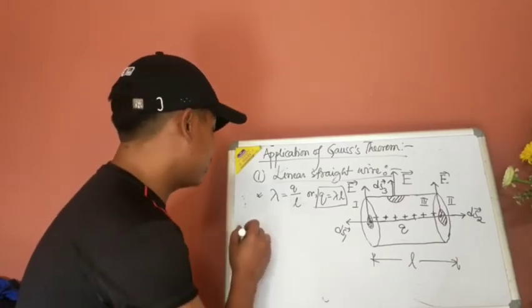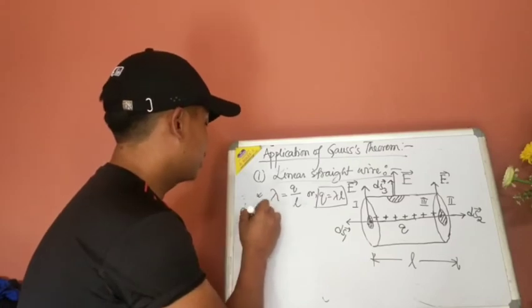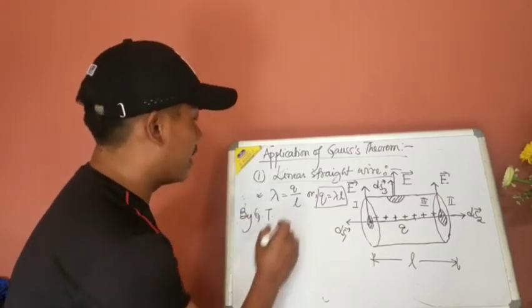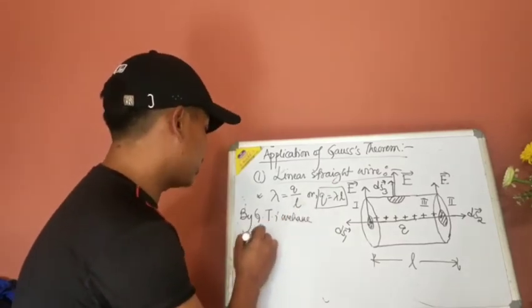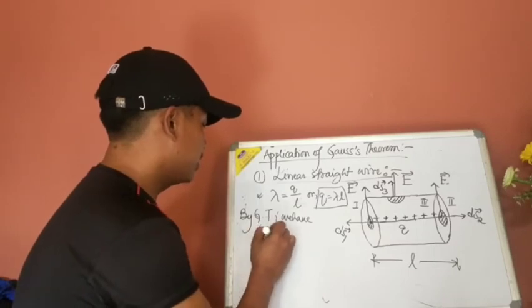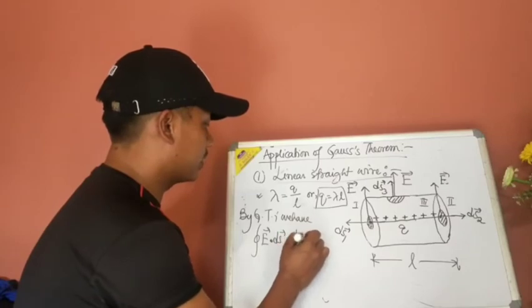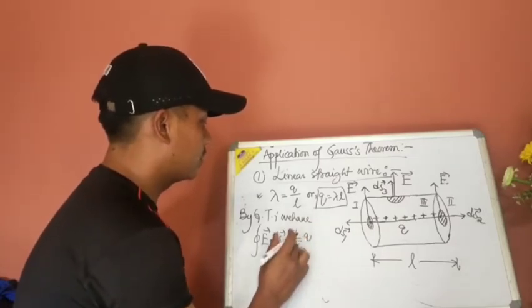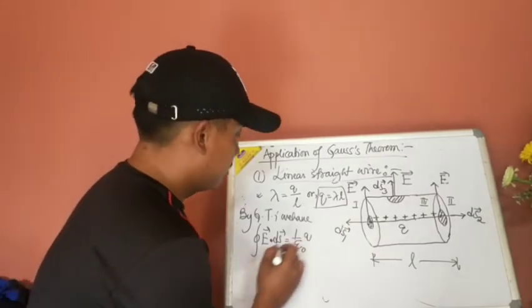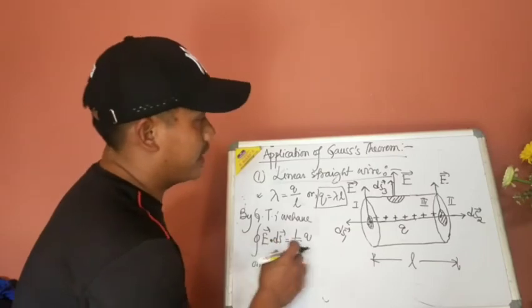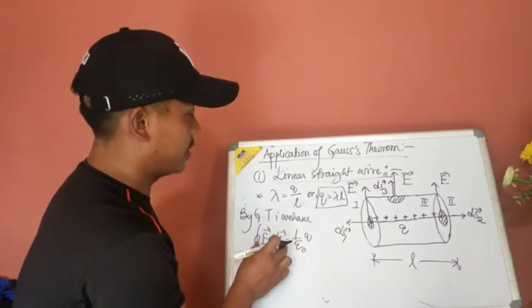Then let us apply the Gauss theorem. By Gauss theorem, we have the closed integral of E vector dot ds vector equal to 1 by epsilon naught times the charge q. So integration is done over the whole surface. All 3 types of surfaces are integrated.